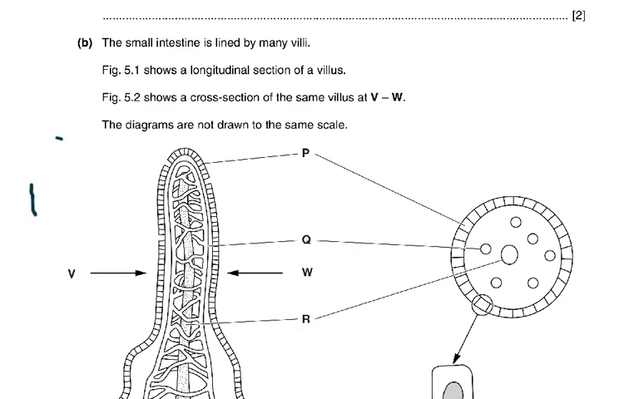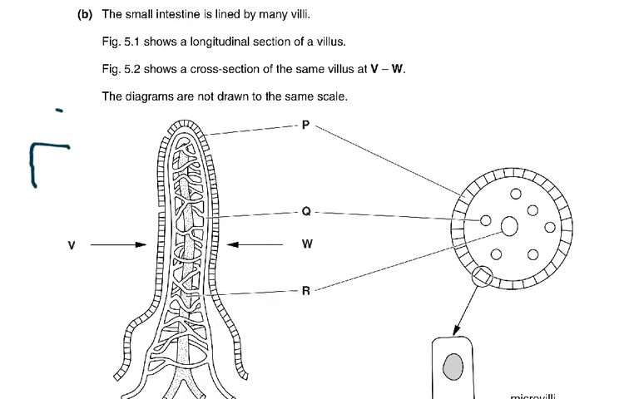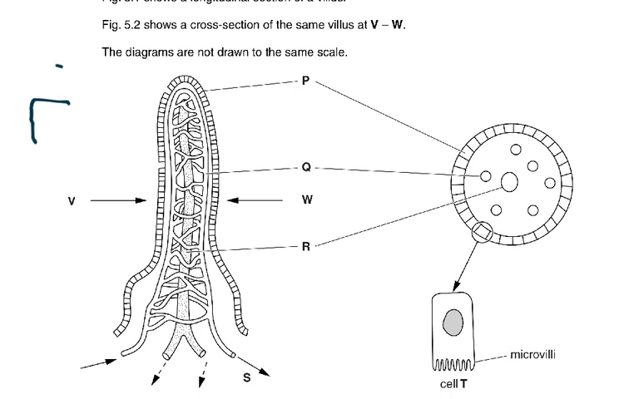Figure 5.1 shows a longitudinal section of a villus. Figure 5.2 shows a cross section of the same villus at VW. The diagram is not drawn to the same scale. So everybody have a look at it. PQ, then V and W, the cross section of the same villus at VW. So we've got it here, and this is what we are seeing here.